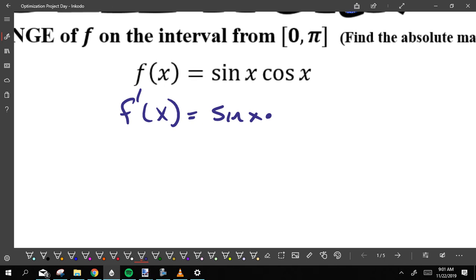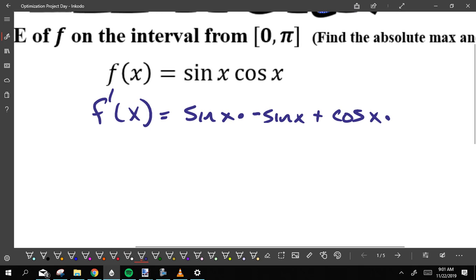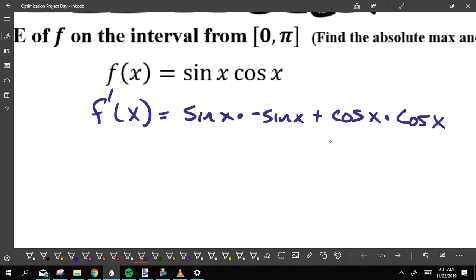What's the derivative of cosine going to be? Negative sine. Plus second times the derivative of the first. What's the derivative of sine x going to be? Cosine x. That's important. Don't forget about product rule.